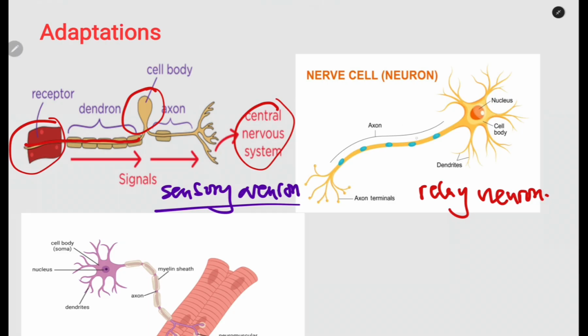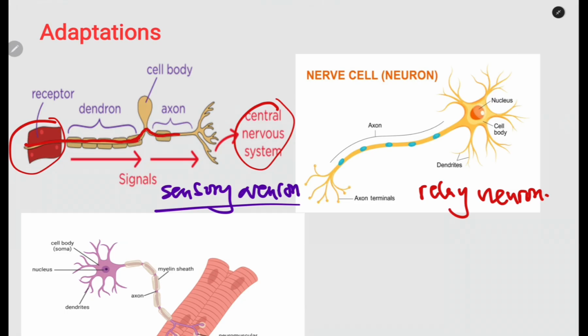And this one does not have the myelin sheath. As you can see, there's only the axon. Most importantly, you are going to look at the nervous system at some point, so you need to know the parts of the neuron or nerve cell. As you can see, we have the dendrion, the axon, the cell body, and the receptor. But what is important is the axon. Look at this, the axon is this inside part.